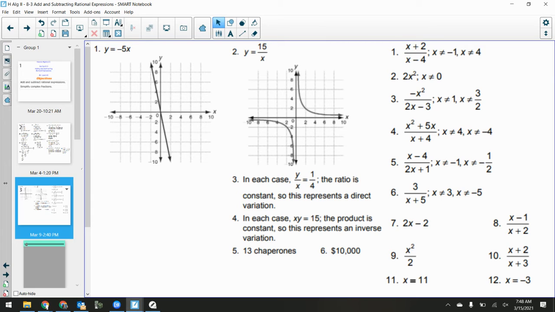Make sense? What other questions do we have? Number 3.